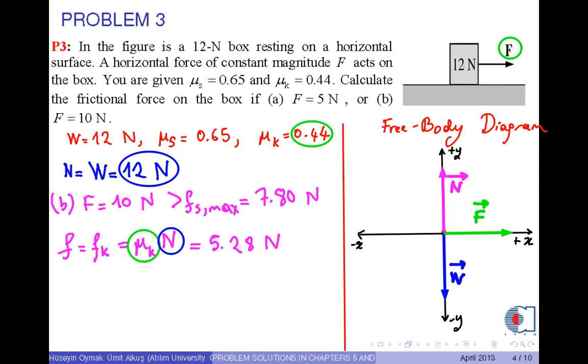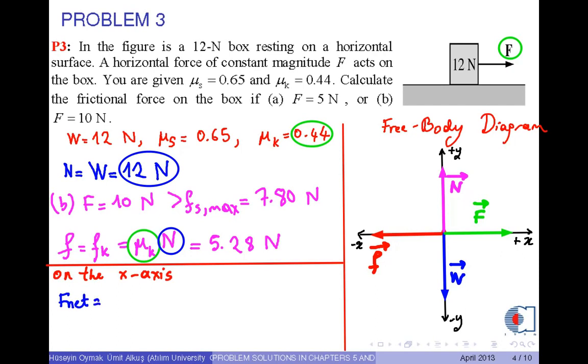Again, it is in the opposite direction of vector F, namely in the negative x direction. As a conclusion, since the magnitude of the net force F net is equal to 10 minus 5.28, that is 4.72 newtons, the object moves to the right. Alright, we have answered all the questions well in this problem, and it is time to solve another problem.